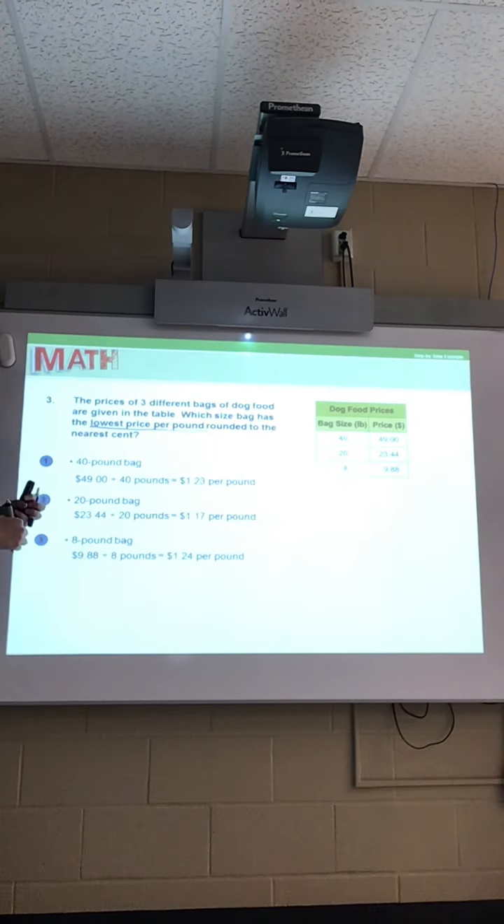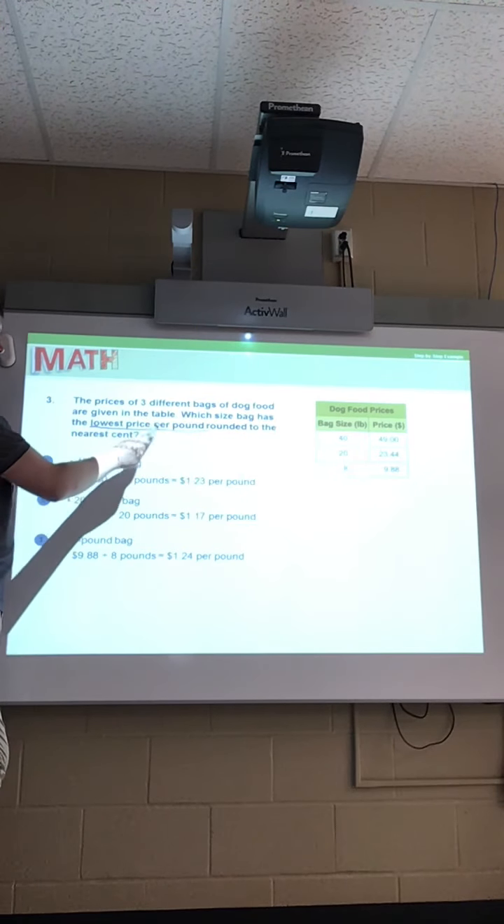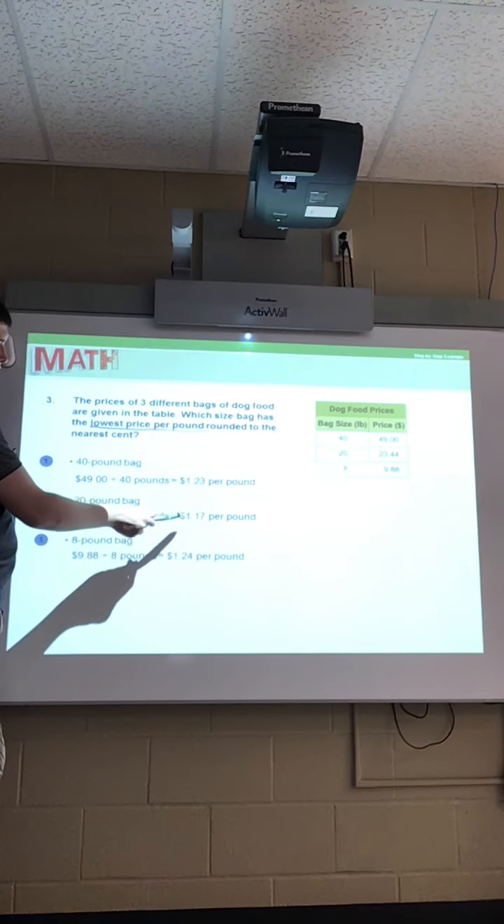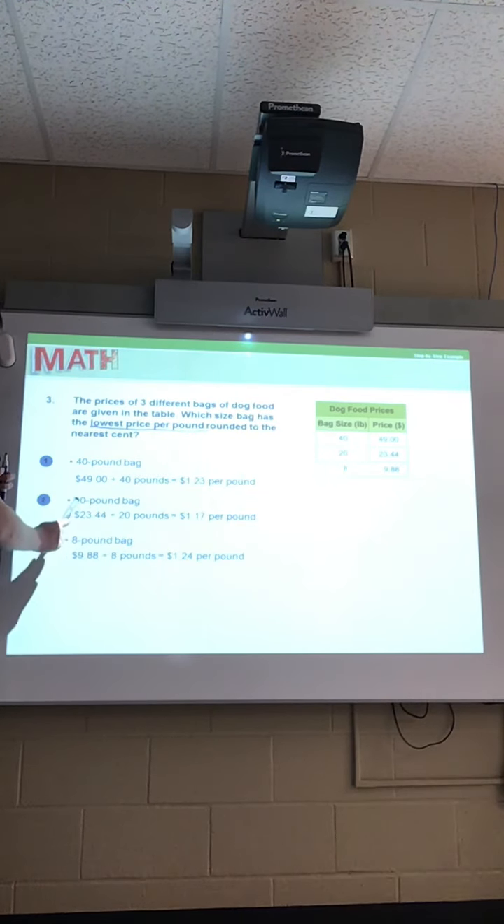Okay? Then when you look at all three, because it's wanting which size bag has the lowest price per pound. Okay? So we want the lowest price, which you would see is bag number 2, the 20-pound bag. Okay?